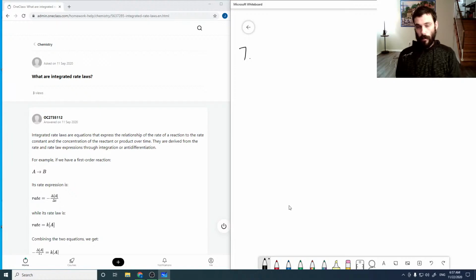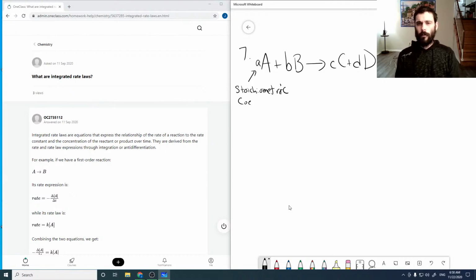So for any general chemical reaction like this, where I've given our stoichiometric coefficients in lowercase letters here, and our actual constituent atoms. So those are our coefficients.